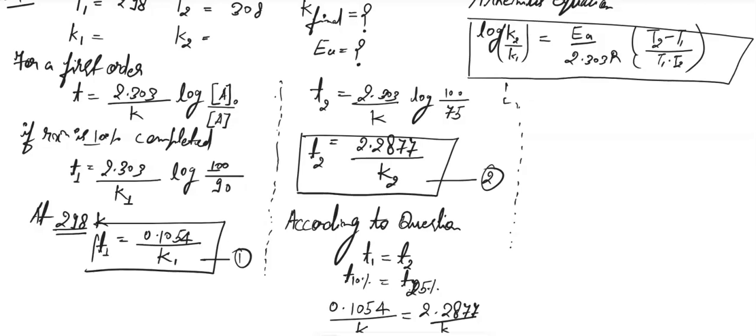So let's put the values over here. Log of K2 upon K1: from the equation you can see the value of K2 upon K1, that will be 2.7296. This is the ratio that we have obtained. Now we need to calculate the activation energy, and this is your 2.303, and the value of R we already know, 8.314 joule per Kelvin per mole.